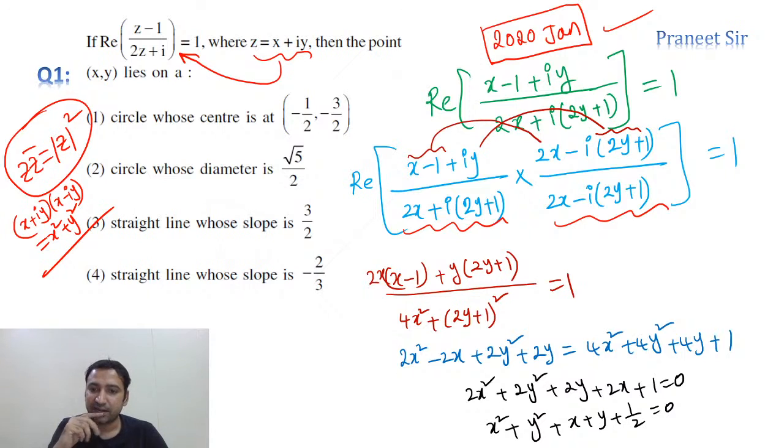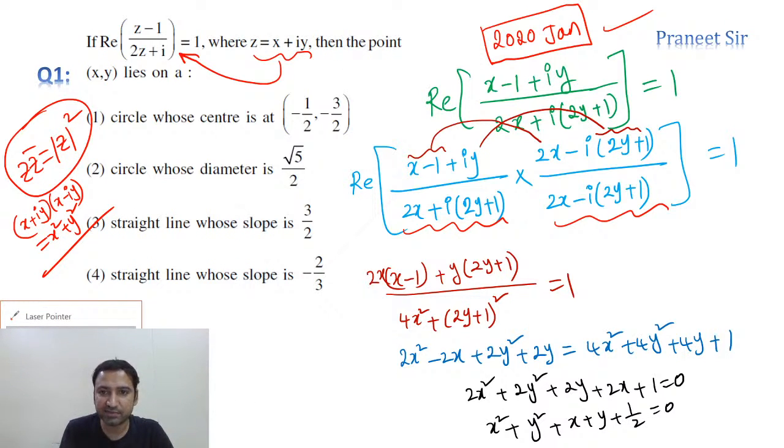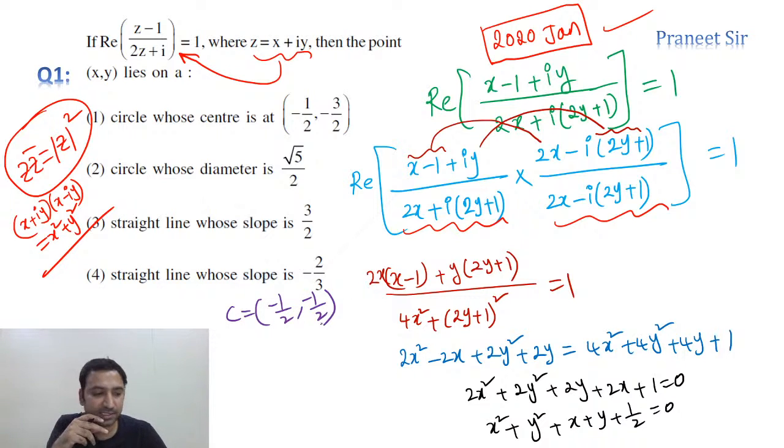Okay. Right. Now you calculate center and radius. Easily you can calculate center and radius for this. Let's calculate center and radius. So tell me what we get, guys. Center C is equal to minus 1 by 2, minus 1 by 2. This is the center.